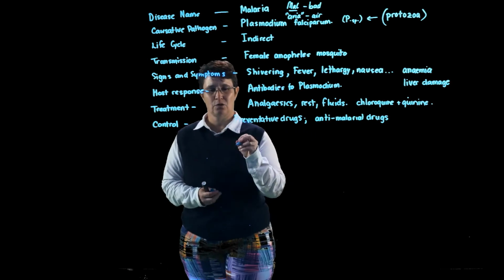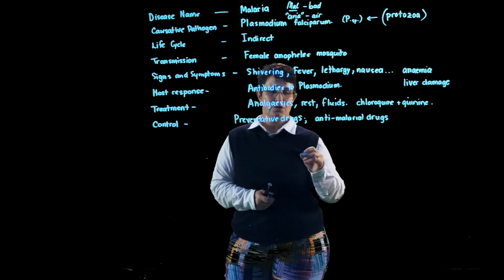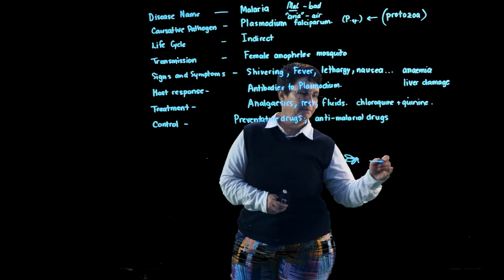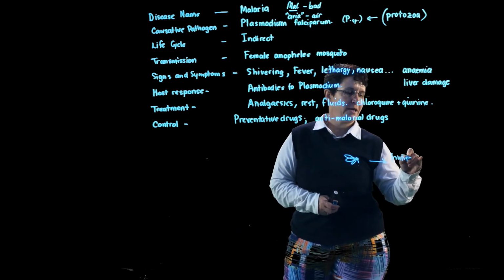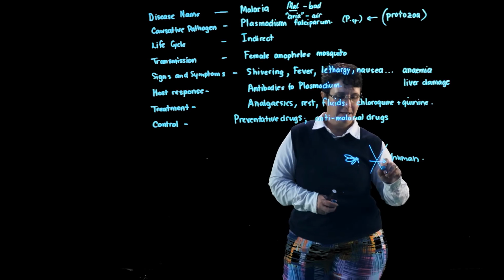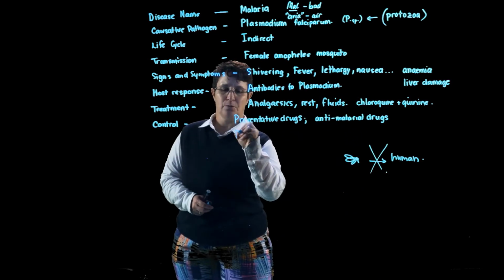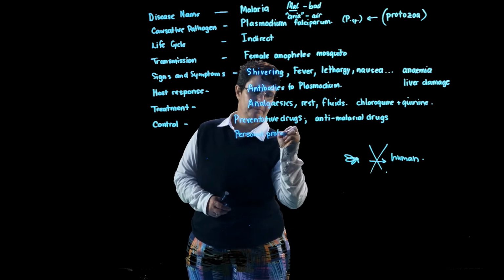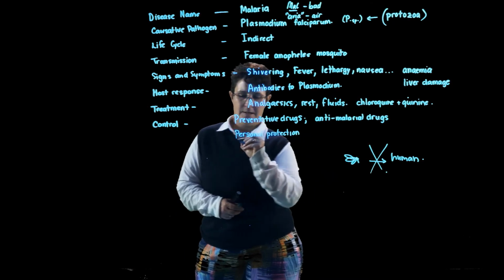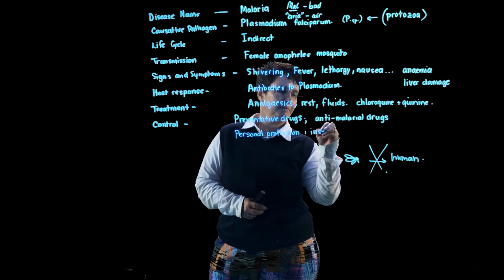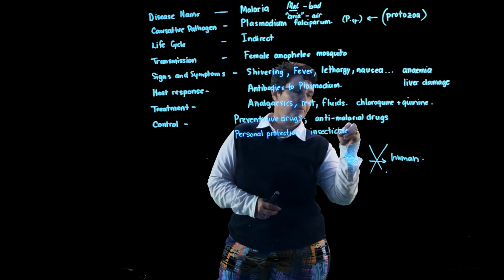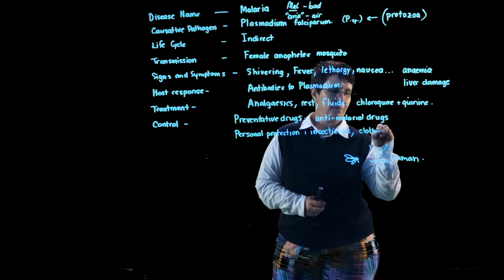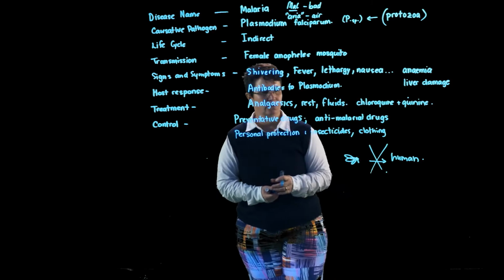But there are other methods of control. So if you're thinking about the life cycle, so we're going from mosquito to human, you've got to think, where can I break that cycle? And breaking that cycle would mean things like personal protection against insects, insecticides, long sleeve clothing, mosquito nets over beds, those sorts of things.